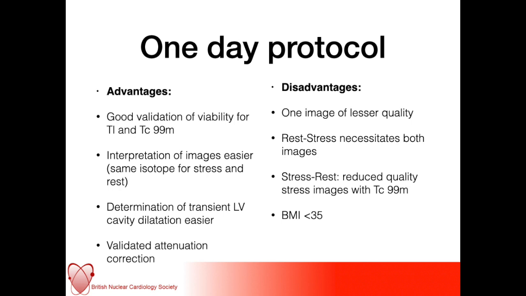More convenient for the patient is the 1-day protocol. This has good validation. The image interpretation can be easier than the dual isotope protocol, and you can see some of the ancillary signs of ischemia, such as transient ischemic dilatation, more straightforwardly because you're using the same radio tracer with the same imaging properties. Again, you can perform validated attenuation correction. However, you have to split the radiation dose for this scan, and one image will always have less radiation in it, and therefore will have less quality.